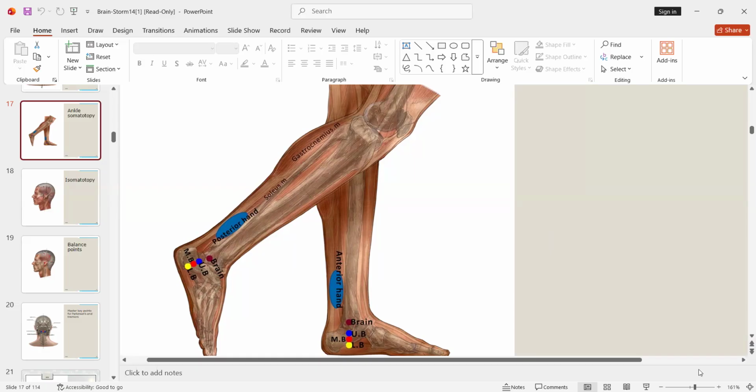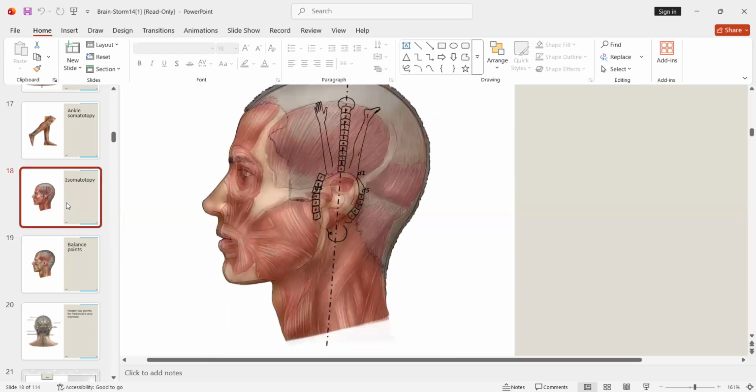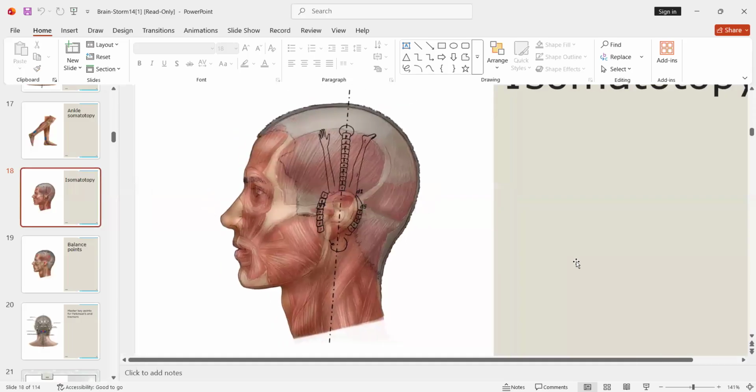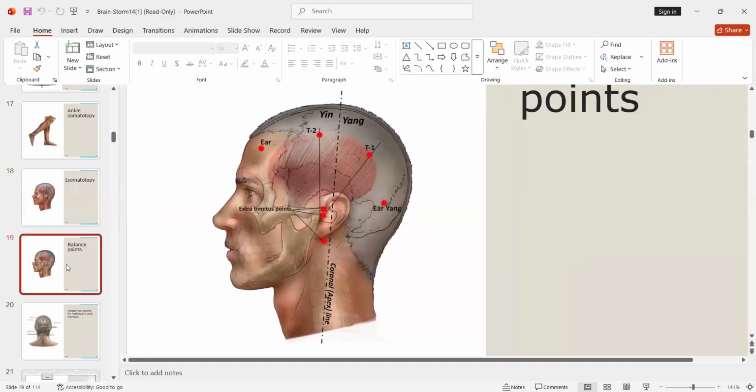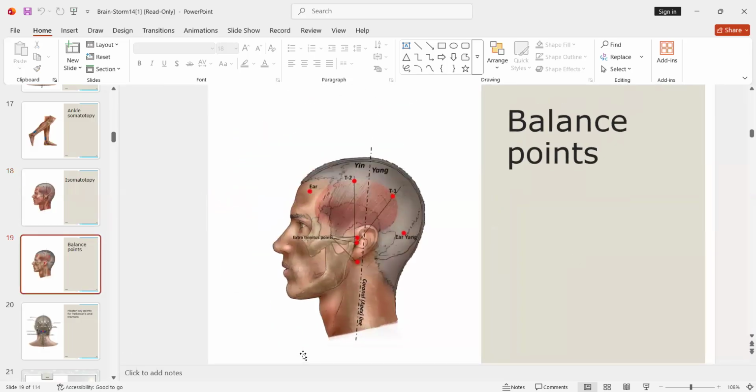Then upper body, middle body, and lower body, I will tell you. Then isometoscopy, already I have told you. Next. Go for next. I am preparing this.